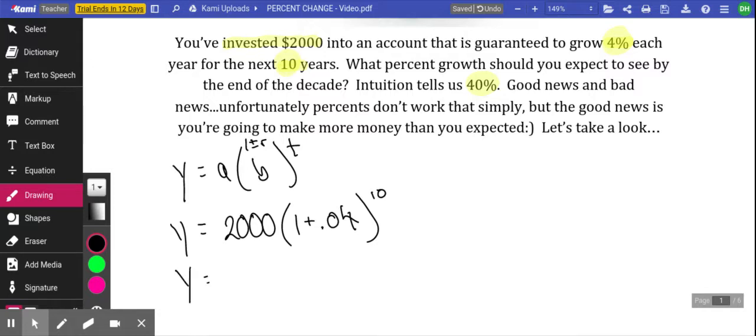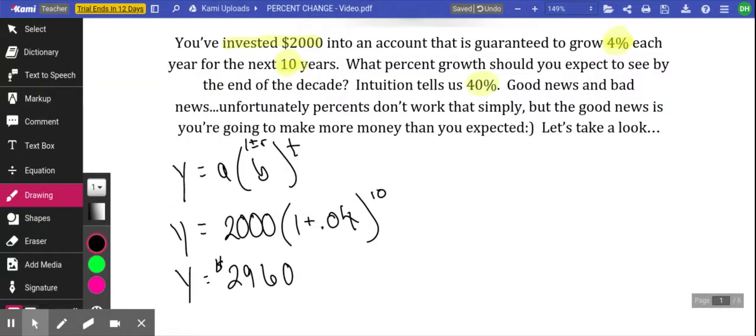So let's go ahead and plug this into our calculator. And I'm just going to round it to the nearest dollar just to keep our job as simple as possible. So I think our $2,000 has grown into about $2,960 just by letting it sit in this account and grow.